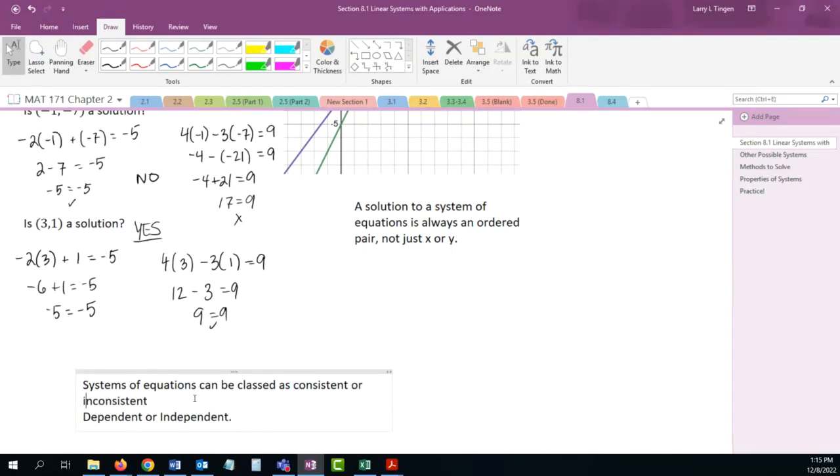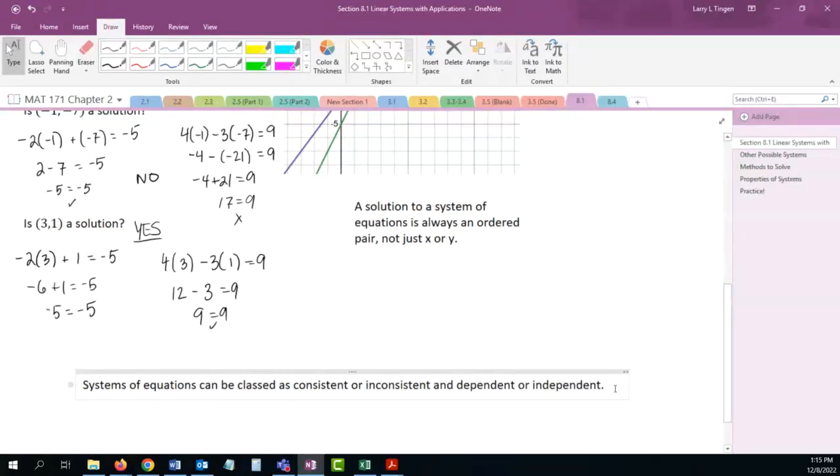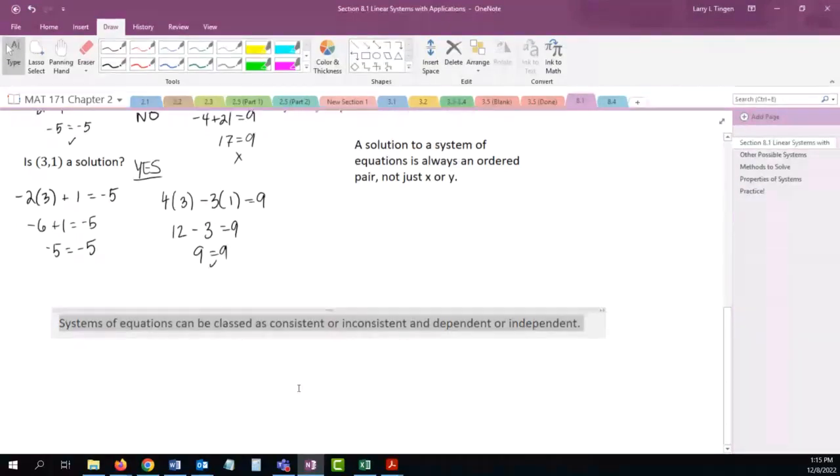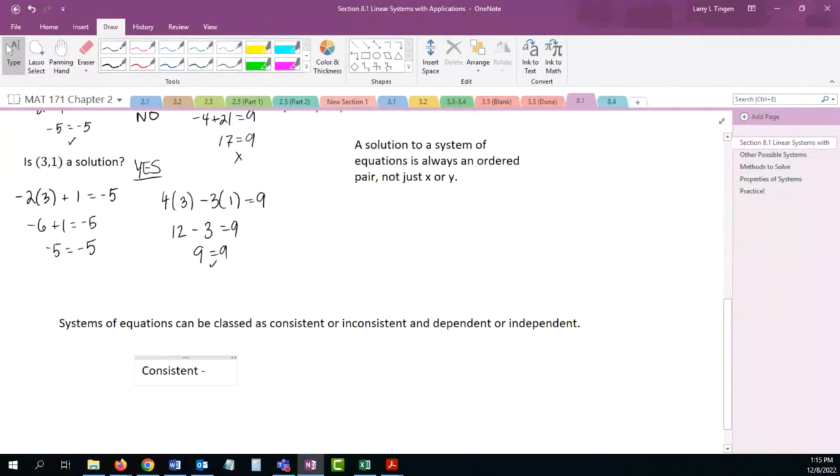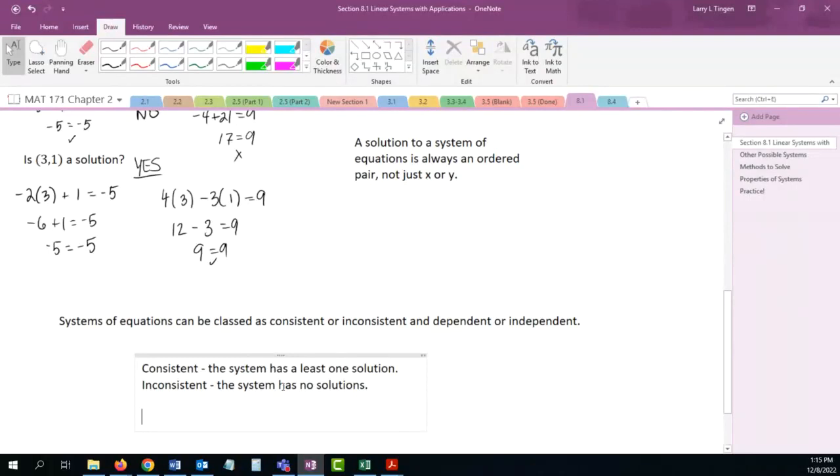Let me just make this one sentence. That'll make a whole lot more sense. So a system is either consistent or inconsistent, dependent or independent. Consistent means the system has at least 1 solution. So inconsistent means the system has no solutions. The at least 1 solution is going to be important, so keep an eye on that.